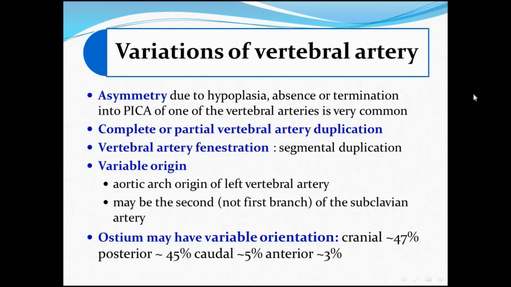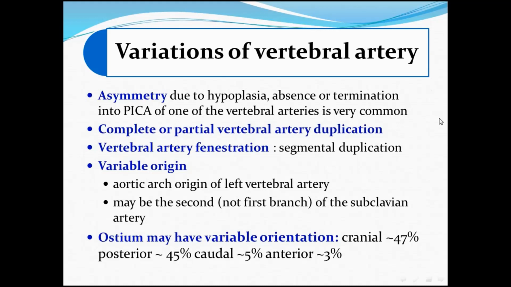The variations of the vertebral artery include asymmetry, maybe due to hypoplasia, absence of one of the vertebral arteries, or termination into the posterior inferior cerebellar artery of one of the vertebral arteries. Complete or partial vertebral artery duplication is another variation.